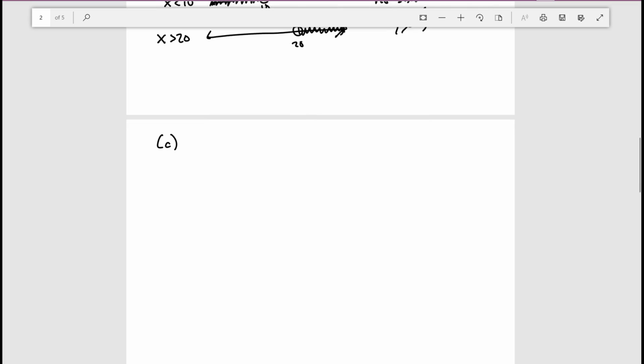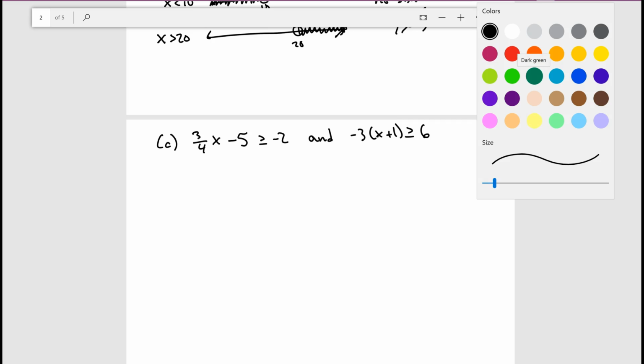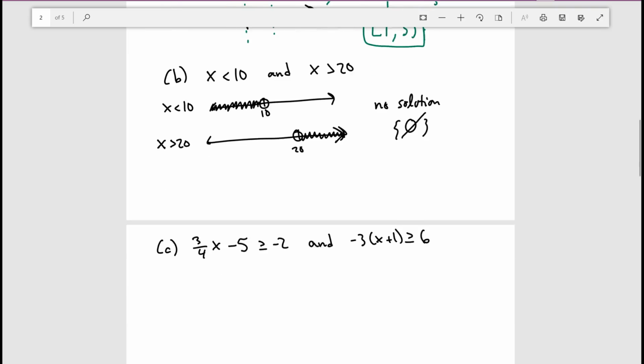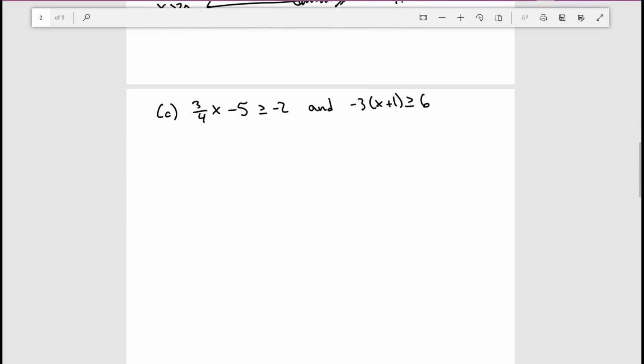Okay, so part C. Let's say we have one with a fraction. So for example, 3/4 x minus 5 is greater than or equal to minus 2, and negative 3 x plus 1 is greater than or equal to 6. If you feel brave about this, you can go ahead and do it. If not, you can watch me do it. The first thing that we're going to do is notice that all the other problems were already solved for us. This one is not solved, so we need to go ahead and do it.